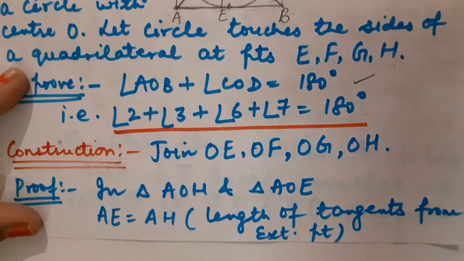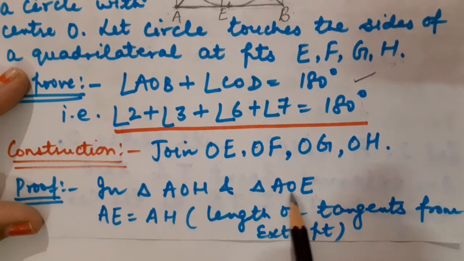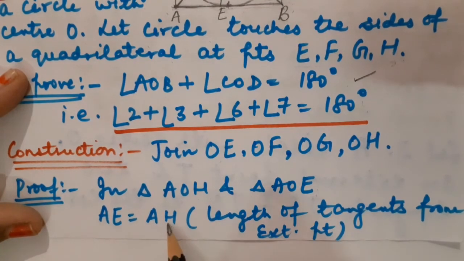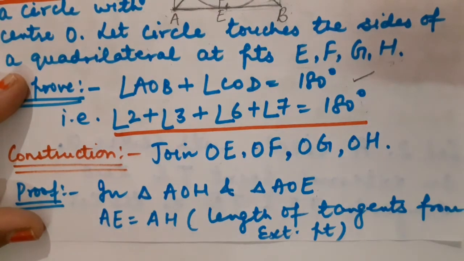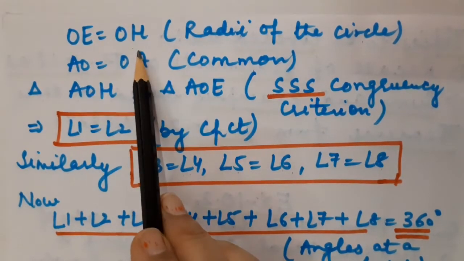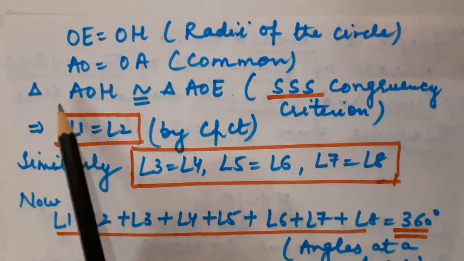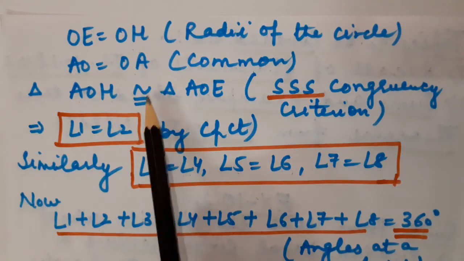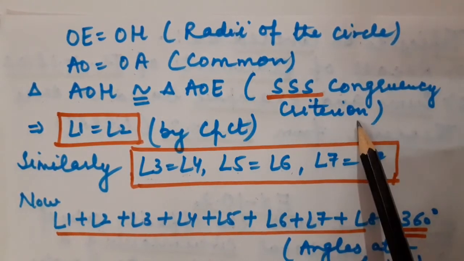Correct? So here is the written proof that in triangle AOH and triangle AOE, AE is equal to AH, length of the tangent from the external point to the same circle are equal. OE is equal to OH, radii of the circle. AO is equal to AO, common. So triangle AOH must be congruent to triangle AOE by triple S congruency criteria.